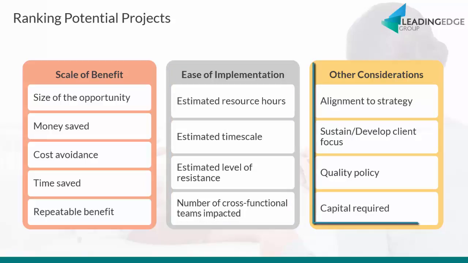And then you have other considerations. For example, do the projects align to strategy? If they're aligned to strategy, they'll most likely be supported and therefore possibly good candidates for a project. Do they sustain or develop client focus? Is it related to a quality policy? Maybe it's a requirement that needs to be fulfilled. And is there capital required? Which, if capital is available, is a good thing. If it's not available, it could prioritize that particular project lower down on the list.